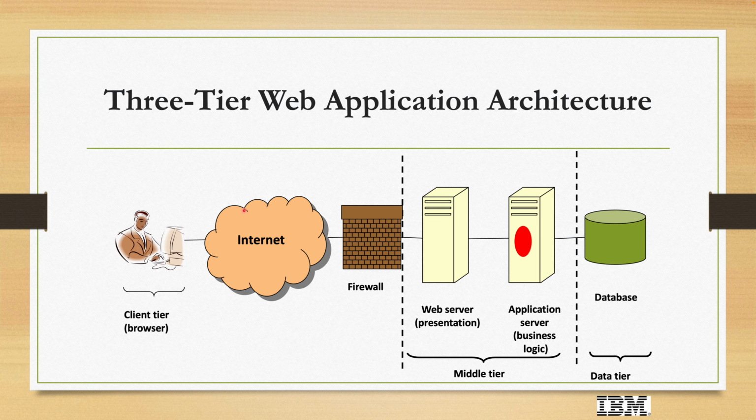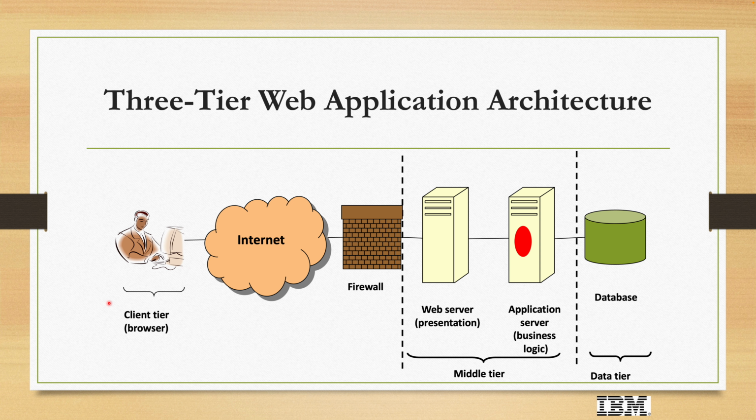Okay, the three-tier web application is commonly used to organize the different components of a web application into client tier, middle tier, and data tier. Now, the client tier is your web browser, like Chrome or Firefox. It contains technology like HTML, CSS, JavaScript, and others.